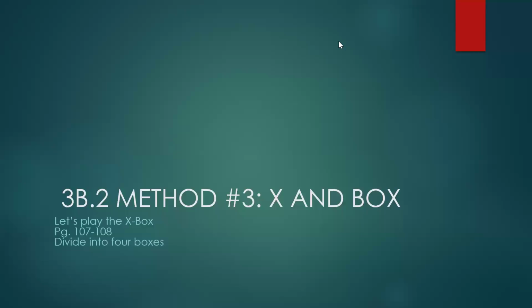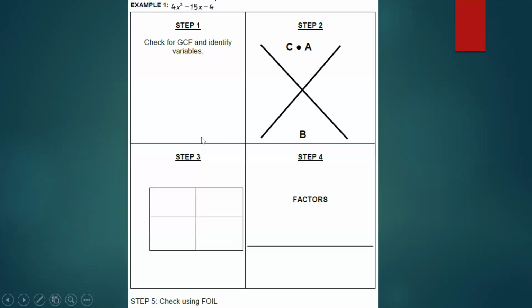All right, so 3B.2 method, I call it X in box. I used to call it cabin box, but it just works better. It's called an X in box. For short, we're calling it X box, okay? So we're going to talk about the X box method. And for the X box method, it represents the 4 steps to solve.